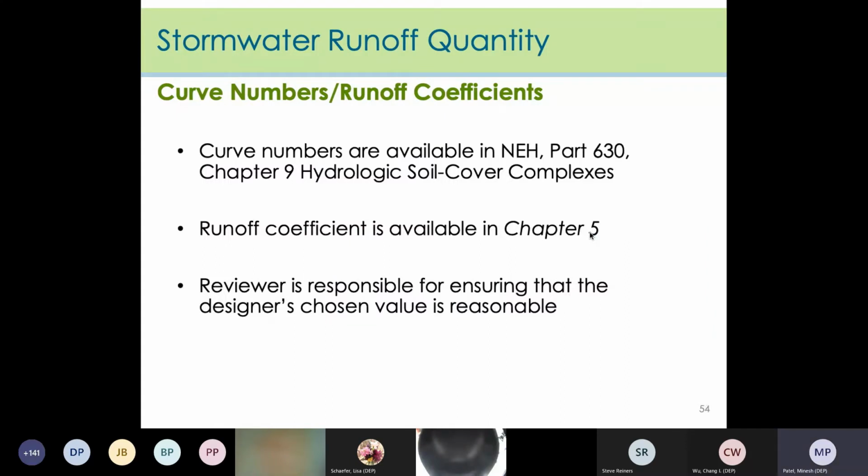In all, the reviewer must check that curve numbers and runoff coefficients are justified in the report. The reviewer can verify these in the National Engineering Handbook for curve numbers and Chapter 5 of the BMP Manual for runoff coefficients. The reviewer is responsible for making sure the chosen values are reasonable and accurate as well.